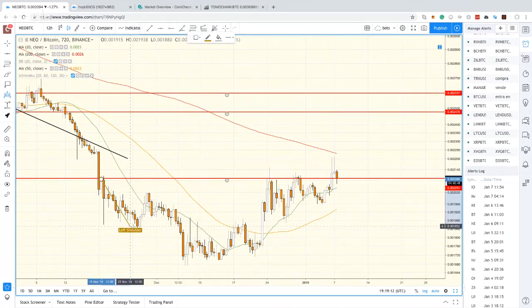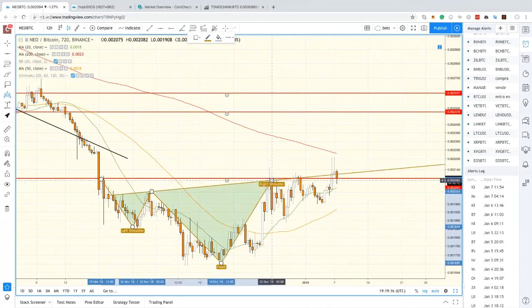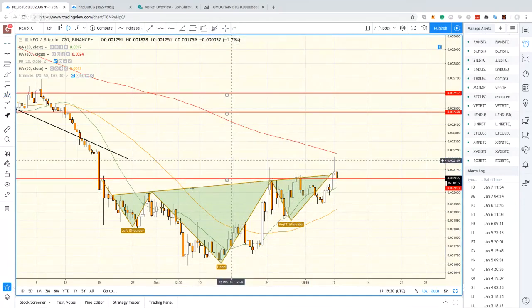I have been spotting a lot of inverted head and shoulders in a lot of alts. I just don't want to publish all of them because sometimes they don't work. But this is a good inverted head and shoulders. Right now it's retesting the neck.